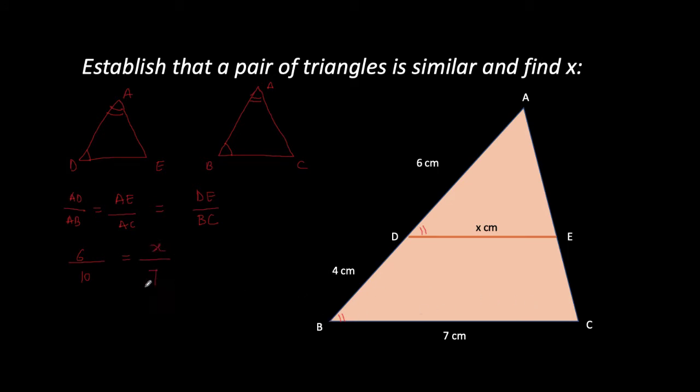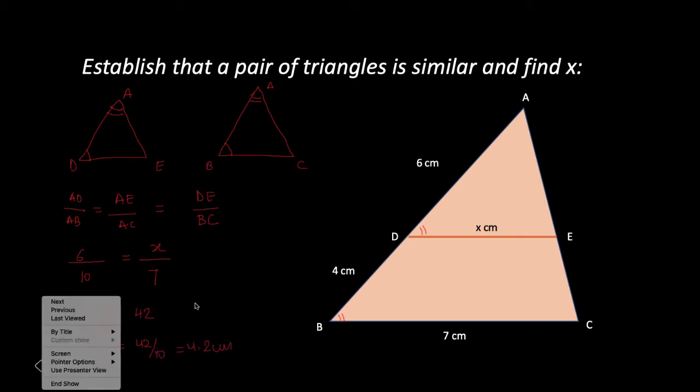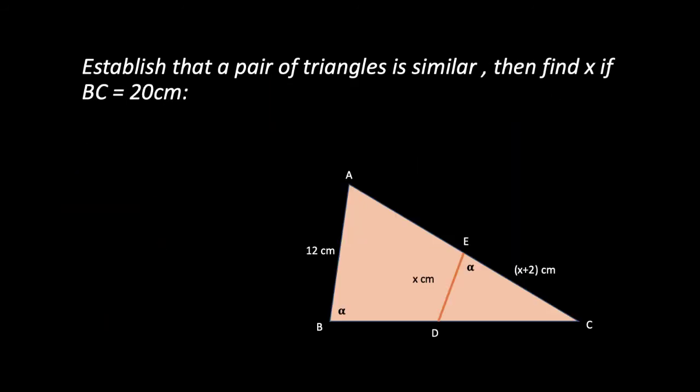That is 7. Now we know how to solve this kind of equation. Just cross multiply. So we'll get 10x is equal to 42. X is equal to 42 divided by 10, which is 4.2 centimeter. Clear? Okay, let's look at one more example on this. Establish that a pair of triangles is similar, then find x if BC is 20 centimeter.